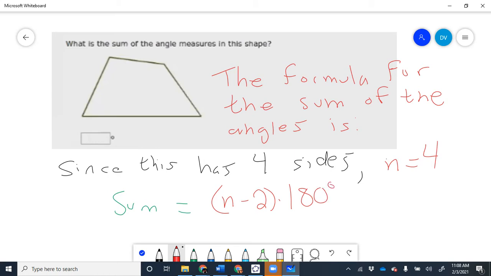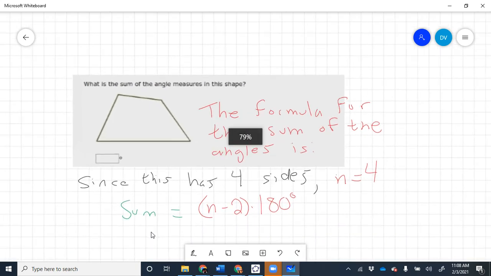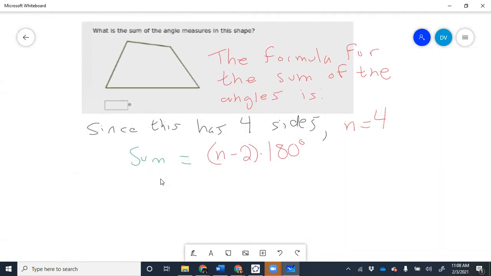So, Saladin, can you see what I wrote there? Good. And if n is 4, here's what we want to do. We want to replace the n with 4. Instead of writing n minus 2, I want to write 4 minus 2.